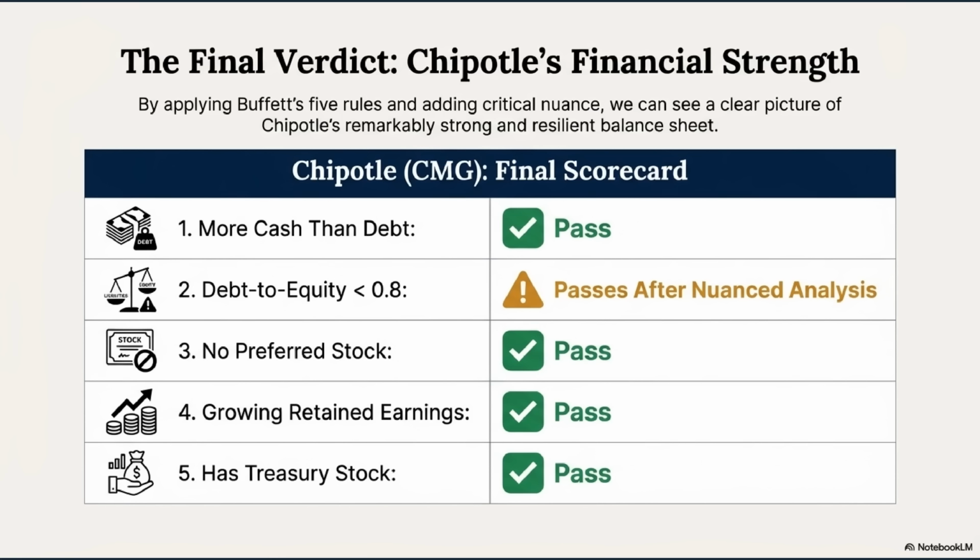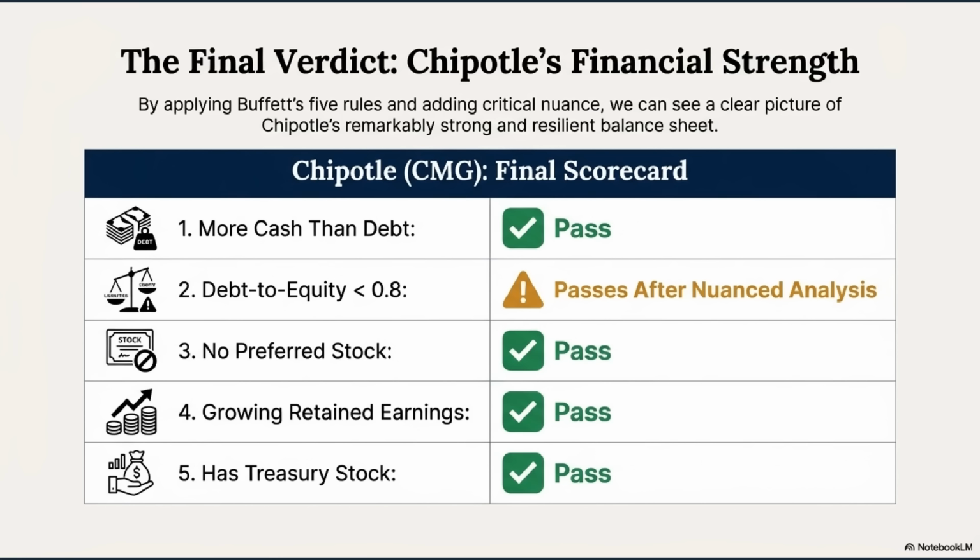Okay. Rule 3, preferred stock. We check the equity section. Common stock, retained earnings, treasury stock. No preferred stock. Zero. Exactly what Buffett wants. Pass. Moving to Rule 4, retained earnings growth. A quick look shows CMG's retained earnings have consistently grown for many years in a row. And what's really remarkable is that this figure kept going up even during 2020 and 2021. I mean, a terrible time for the restaurant industry. A terrible time. They proved their resilience when it mattered most. Another pass.